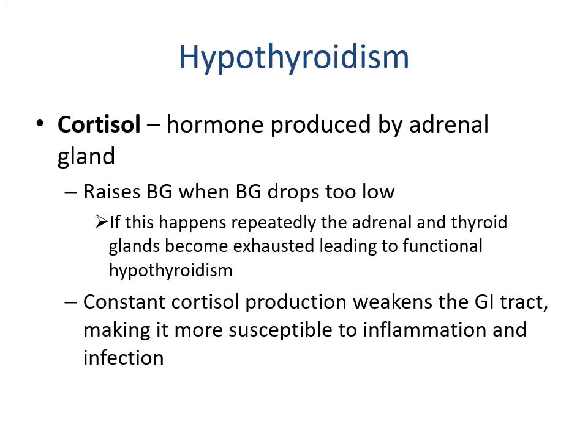We're also concerned with cortisol, which is a hormone produced by the adrenal gland, and this raises blood glucose when blood glucose drops too low. And so if this happens repeatedly, the adrenal and thyroid glands can become exhausted, leading to functional hypothyroidism. And so constant cortisol production weakens the GI tract, making it more susceptible to inflammation and infection. And so this is again how we hear that stress is bad for you. This is the physiological explanation.